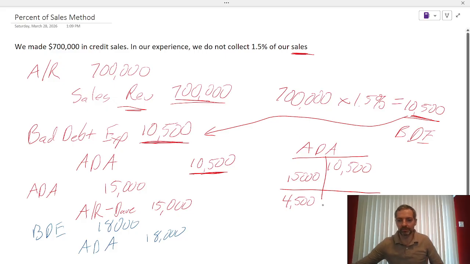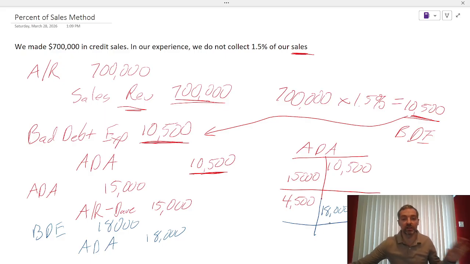I'm putting that over here. And now my bad debt expense is correct. It was incorrect last year, but it's correct this year. The problem is the allowance for doubtful accounts is always going to be incorrect. It accumulates all of our mistakes year after year. So we end up with, what, 13,500 in here.